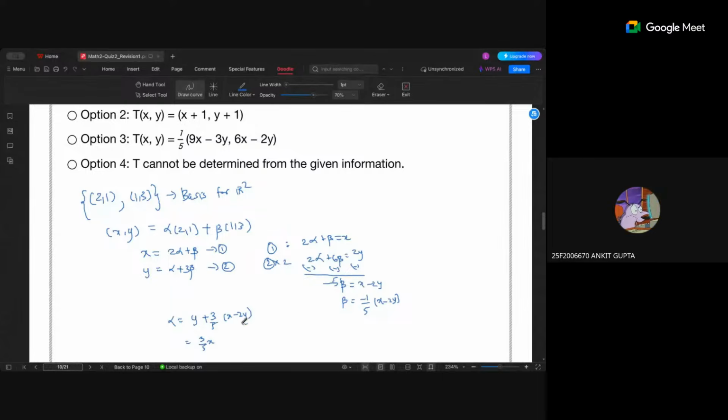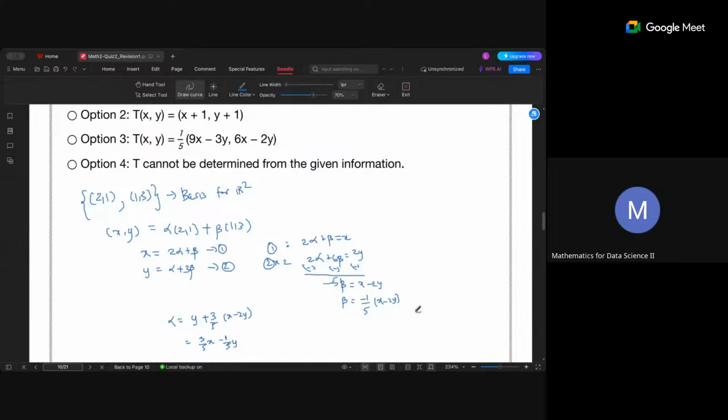Just simplify this. Minus 1 by 5, 3 by 5. What's the answer? So here you have minus 6 and here you have 5. So minus 1 by 5, right? Minus 1 by 5 times y. So you have got your alpha and beta, right?